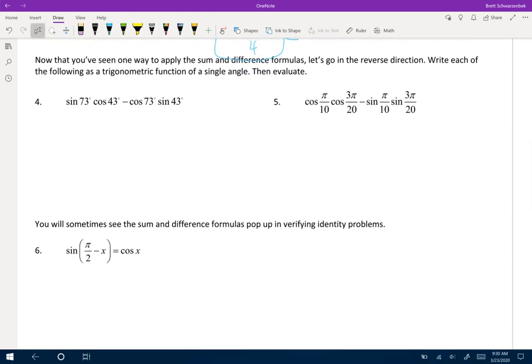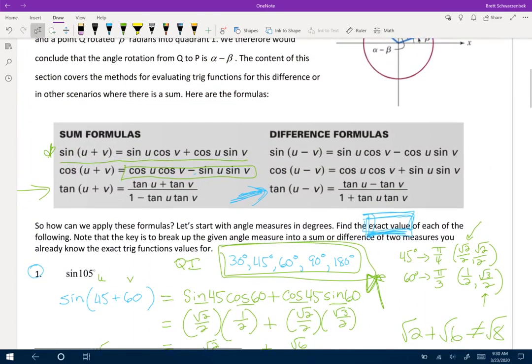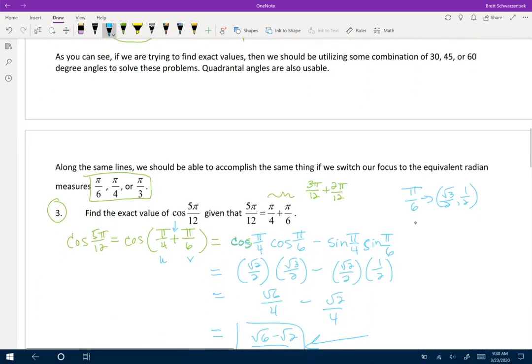Okay, the formulas that we learned earlier here can not only go in the left to right direction, but they can also go in the right to left direction. So what if you were given something on the right side? Could you change it into something on the left side? So we're kind of condensing.